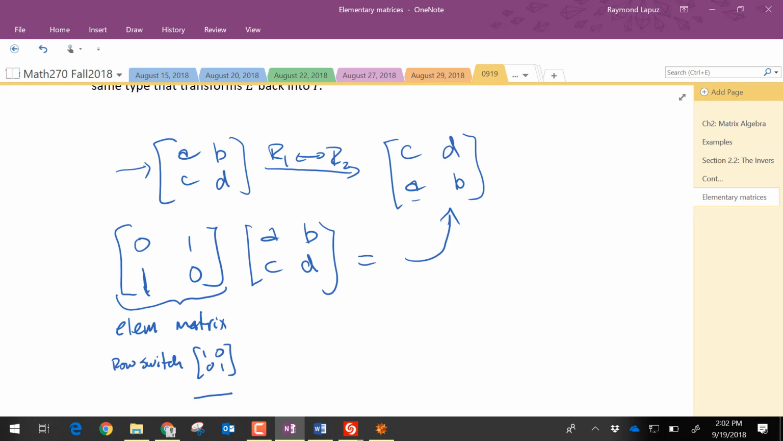Okay? All right, it's 2 o'clock, so we should be done. Practice the matrix algebra, because there's a lot more information about inverses that we need to get through.